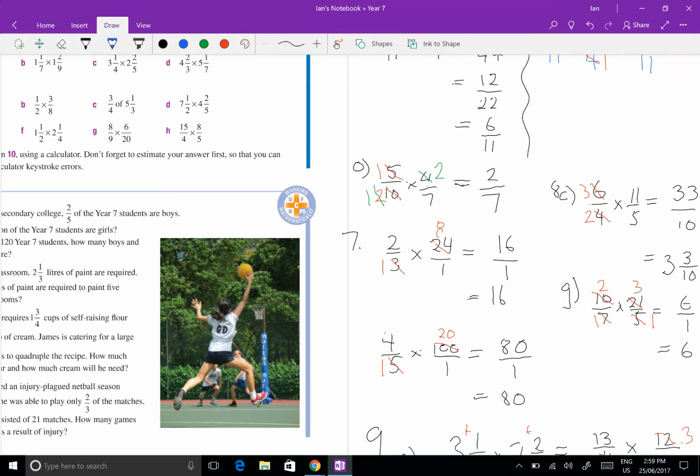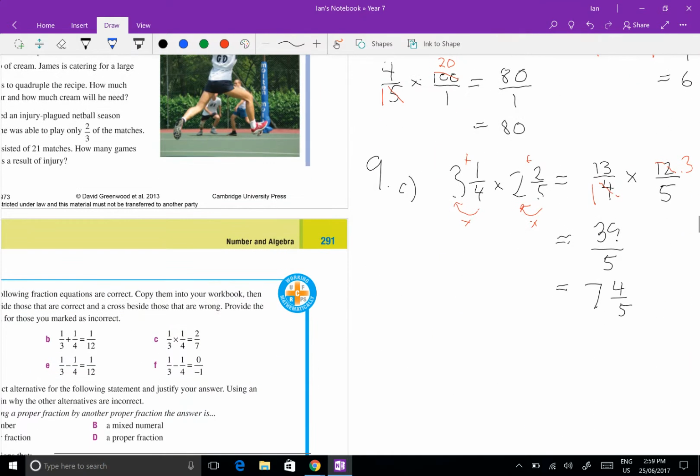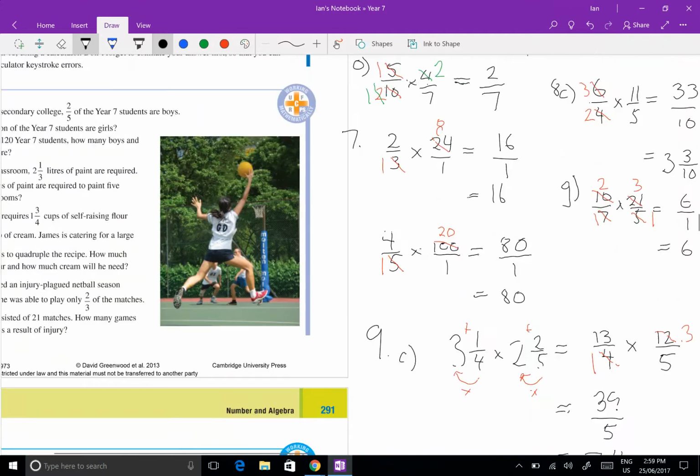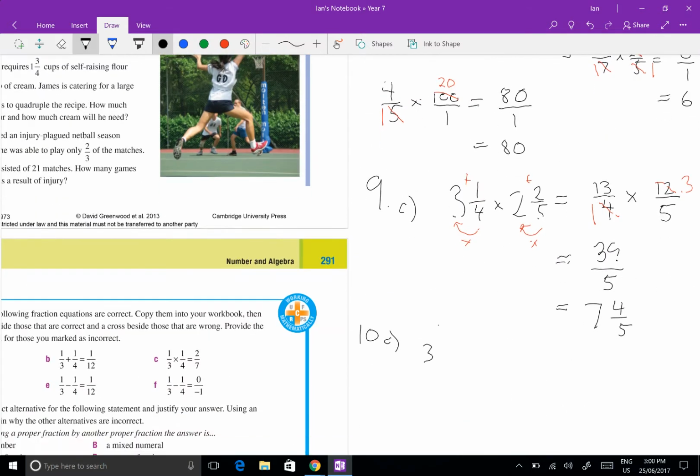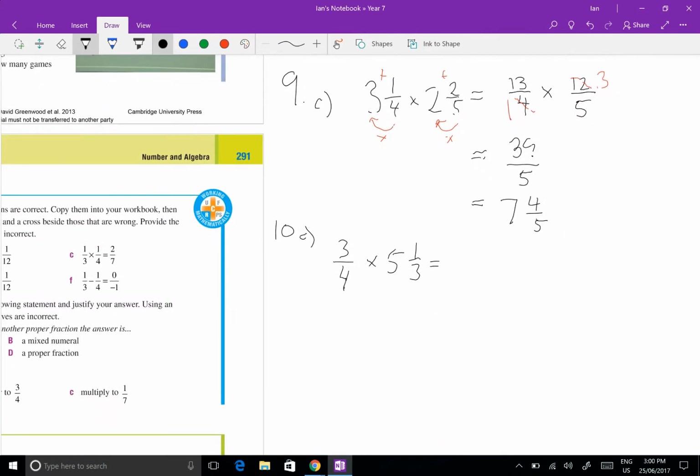Let's have a look at question 10C. So 10C. And I've got 3/4 of 5 1/3. 3/4 of means to multiply. Well, I know I'm going to get less than 5, but it's going to be close to 5 because it's almost a full amount, 3/4 of it. So it might be 4, but we'll see. So 3/4 times, now we have to make it improper. 3 times 5 is 15, plus the 1 is 16. So I get 16 on 3.